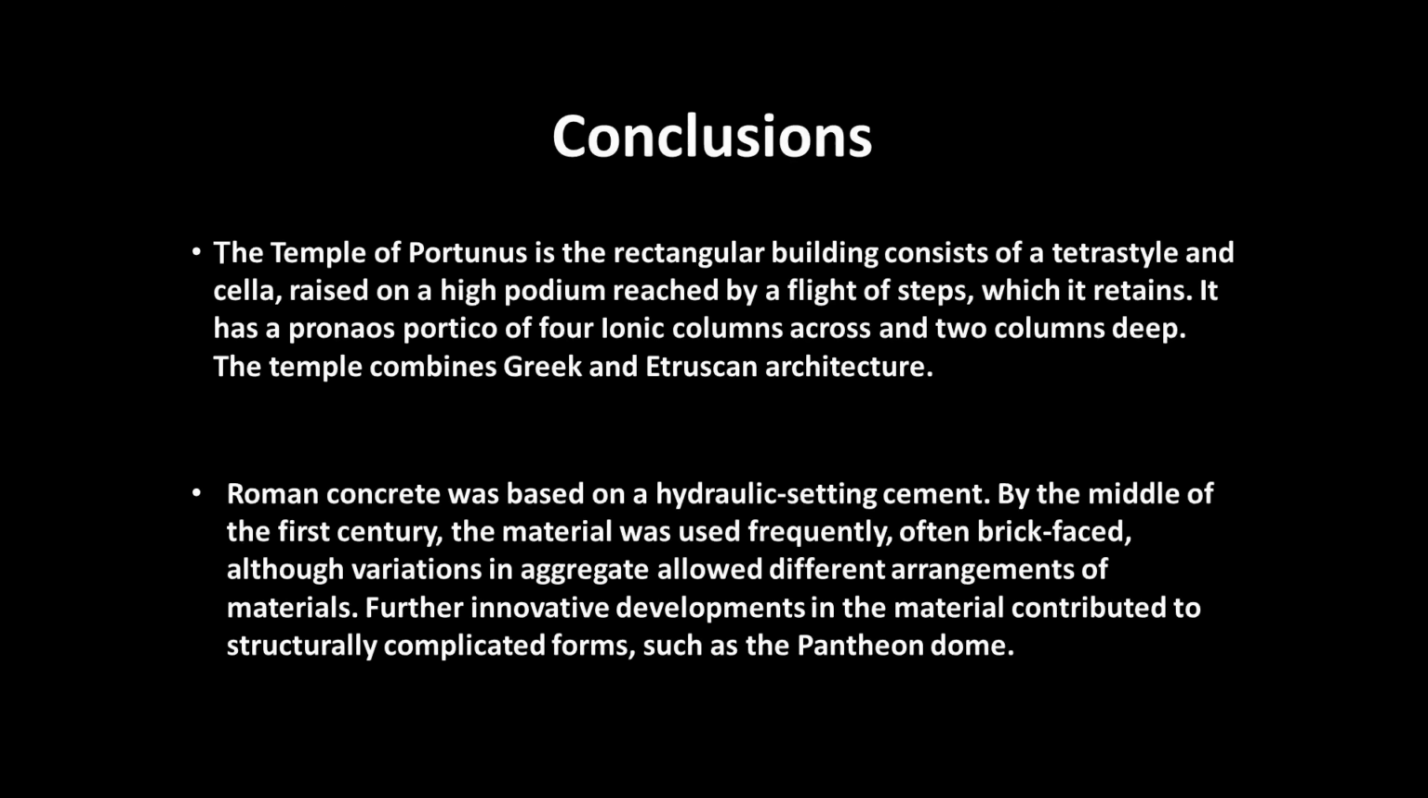From conclusions, what we learned: the Temple of Portunus is a Roman temple in Rome. The rectangular building consists of a tetrastyle and cella, raised on a high podium reached by a flight of steps, which it retains. It has a pronaos portico of 4 Ionic columns across and 2 columns deep. The temple combines Greek and Etruscan architecture.